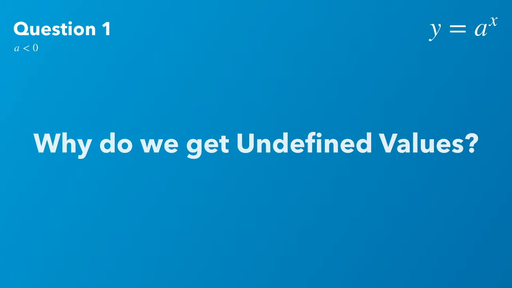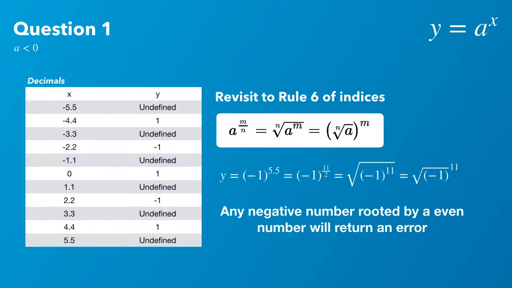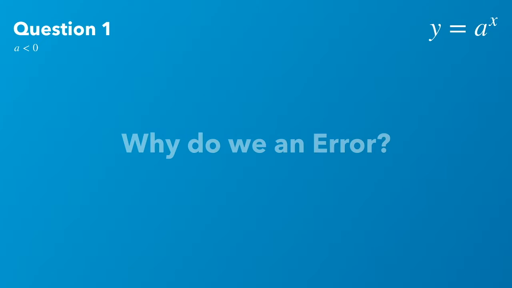Why is that so? Because we have to revisit the rule 6 of indices, where it states that a to the power of m over n is equals to n root a to the power of m. So replacing that with a value of x, we get negative 1 to the power of 11 over 2, which is equals to square root negative 1 to the power of 11, and that would give an error. Why do we get an error?